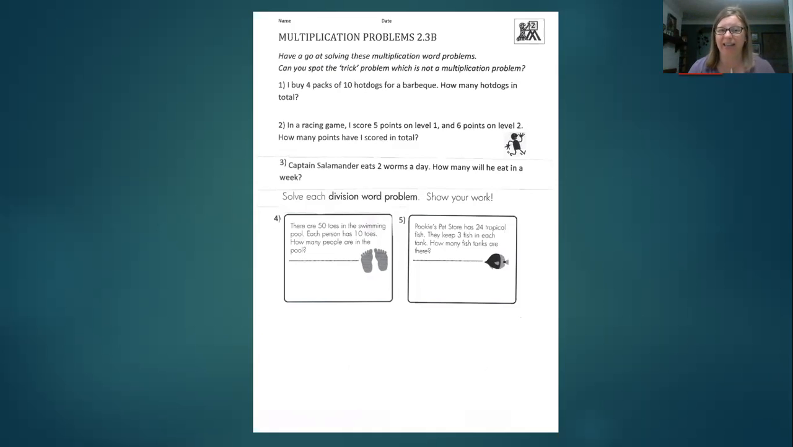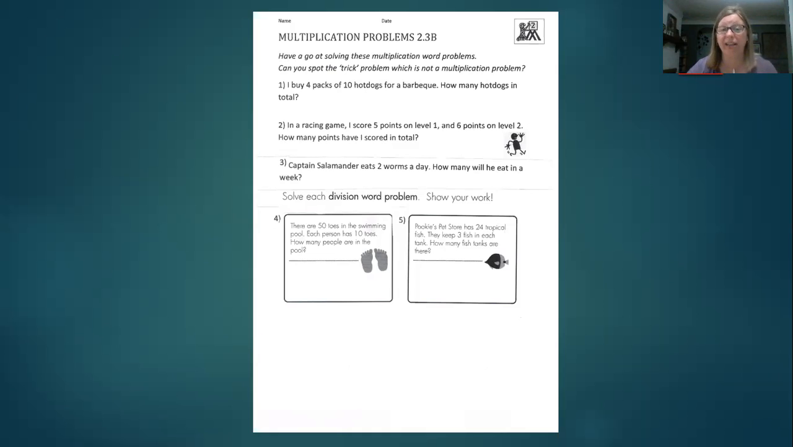Number 3 says, Captain Salamander. Remember, I was telling you about Captain Salamander. Captain Salamander eats 2 worms a day. Not my choice of food, but for a salamander, that makes sense. Captain Salamander eats 2 worms a day. How many will he eat in a week? So you need to recall how many days are in a week. You can figure that out.